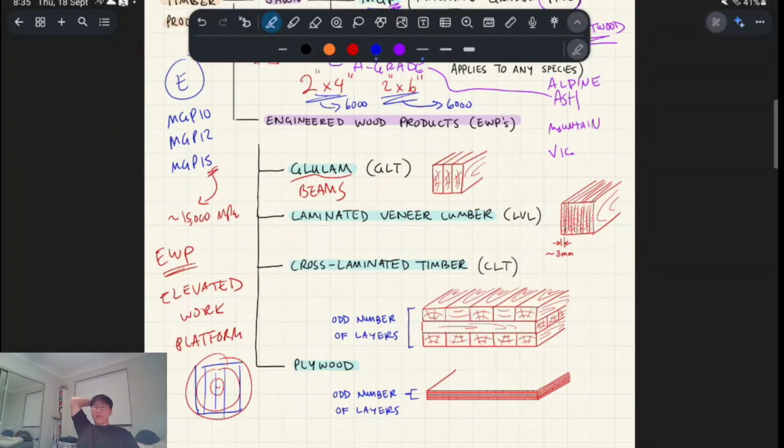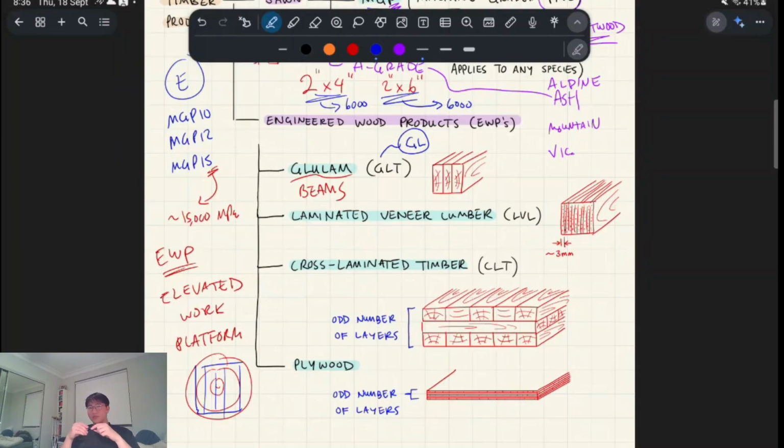That's called glulam, and there are companies that specialize in it and create these GL grade products, as it's called in the code, which are usually used in mass timber buildings. So mass timber. Okay, so there's residential timber buildings. Sorry, I'm kind of info dumping, but there's residential timber buildings, and then there's mass timber buildings.